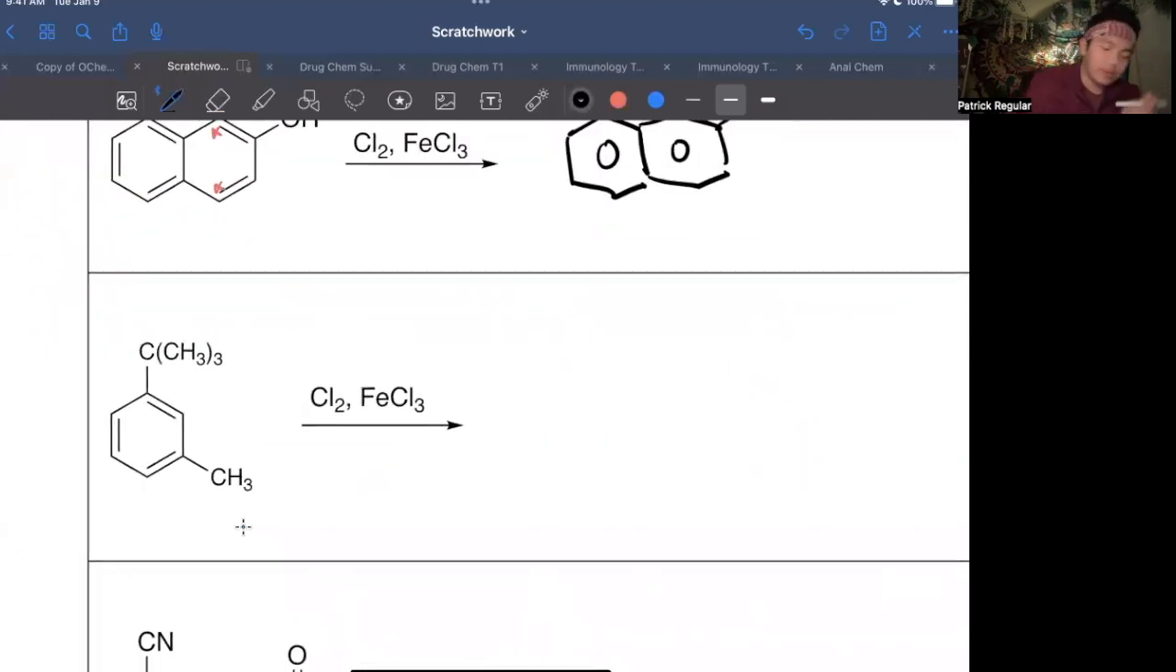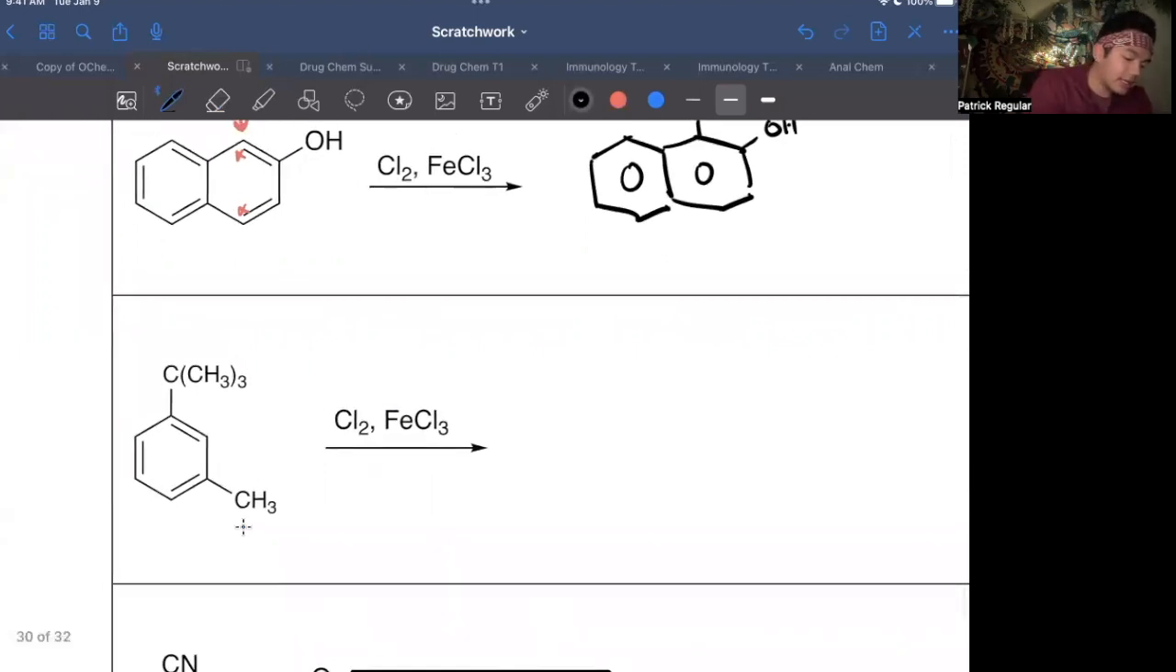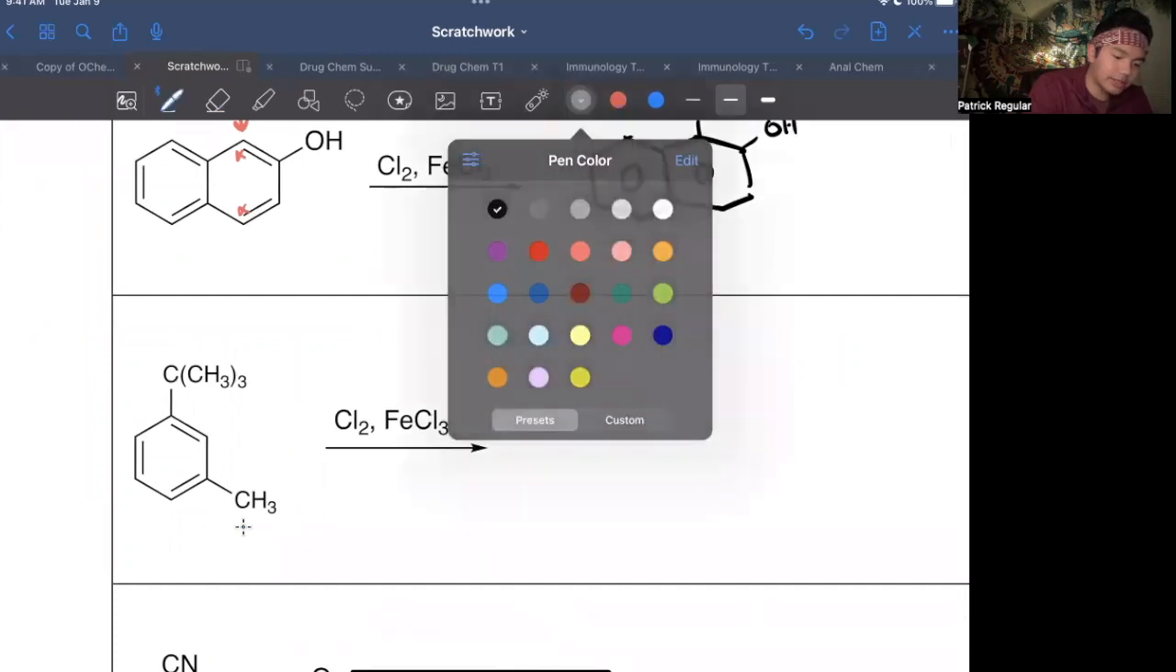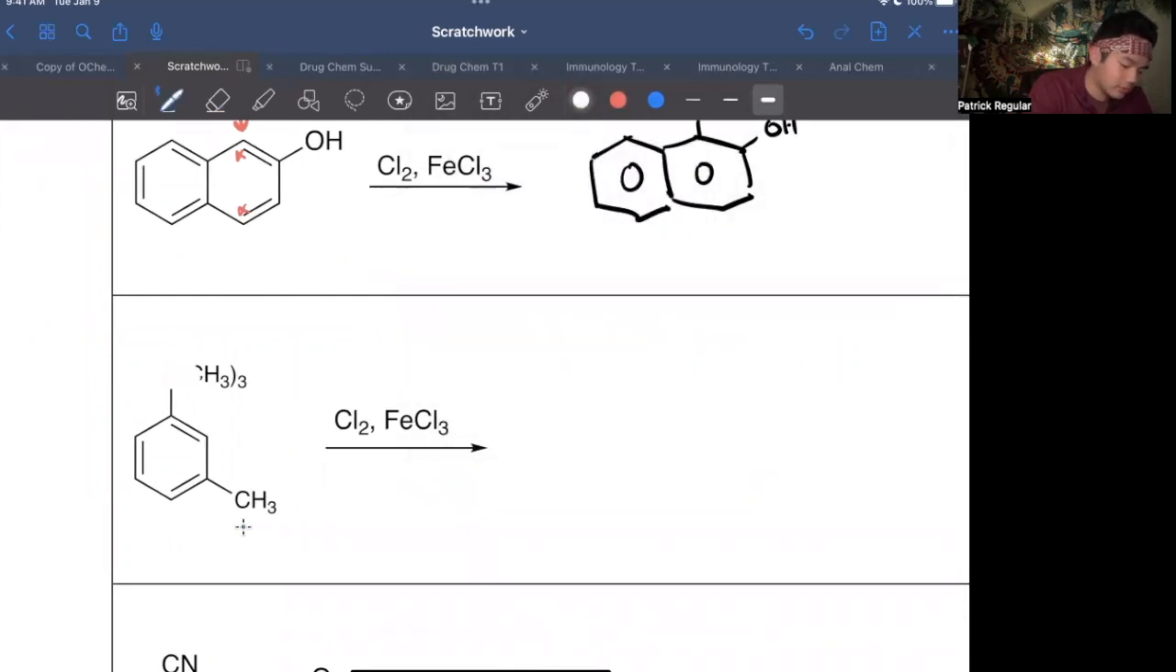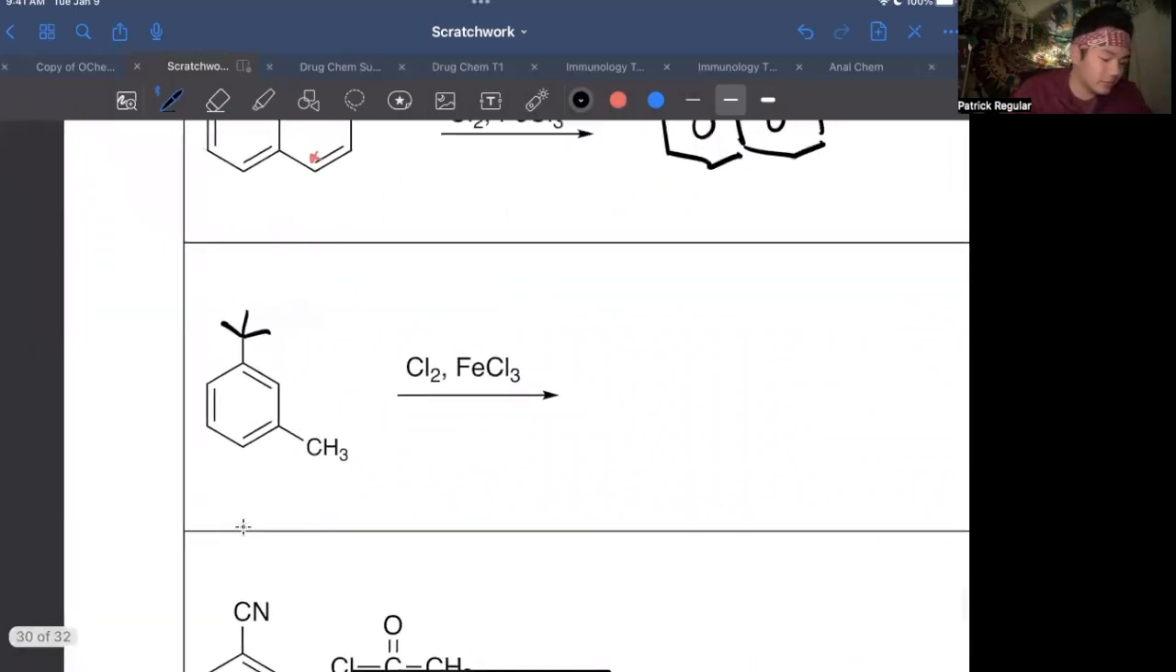Now, Cl2, FeCl3. Okay. So if this is a tert-butyl group, in actuality, let's wipe this out. This is what it'll look like in real life. Or not in real life, it's still a stick model. Tert-butyl group. Okay. Well, what do we do?